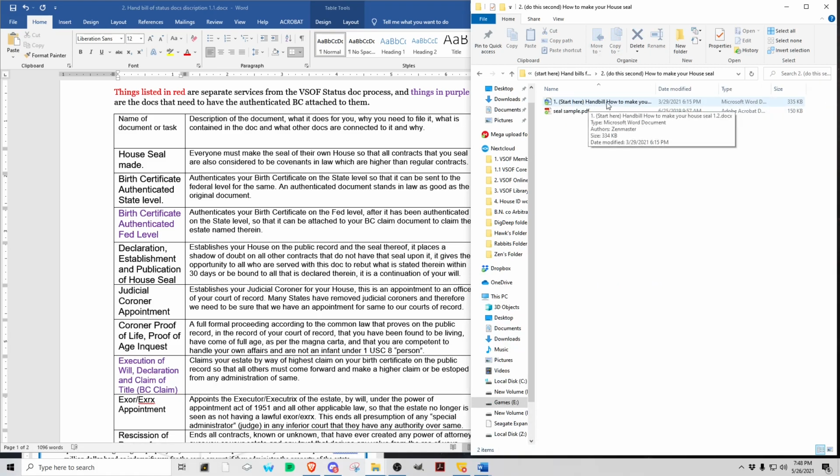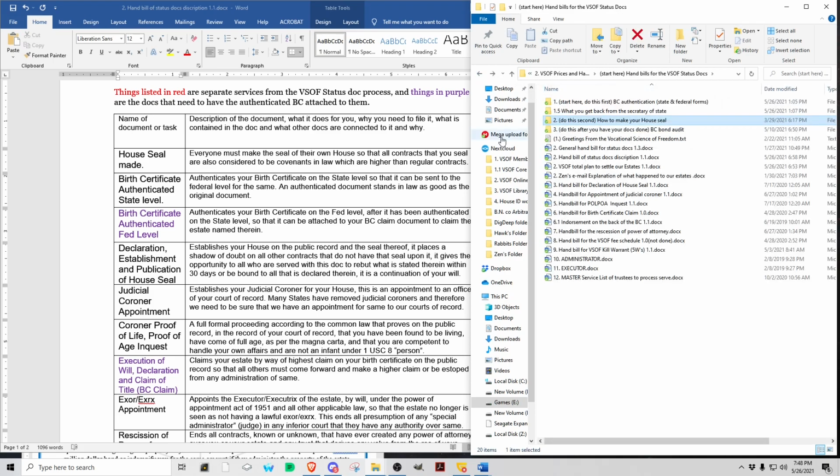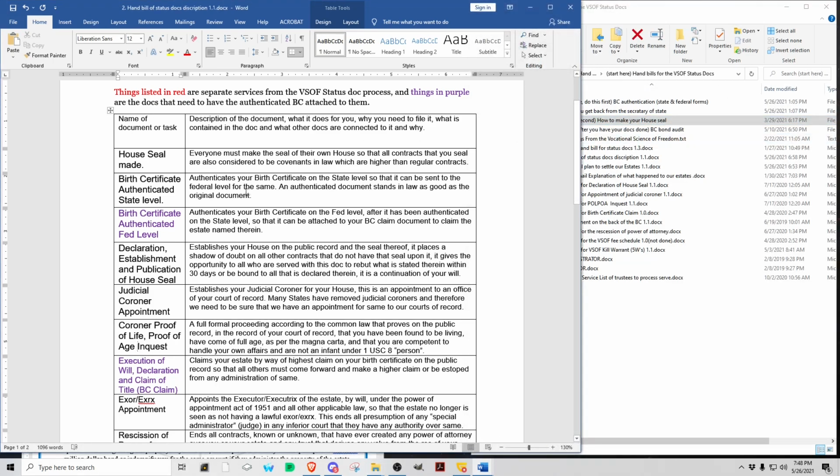I'm not going to go through the individual handbills because I've already done that in the class. This is just where it is, to look at and to get your seal made. Follow the handbill, get your seal made, then authenticate your birth certificates.